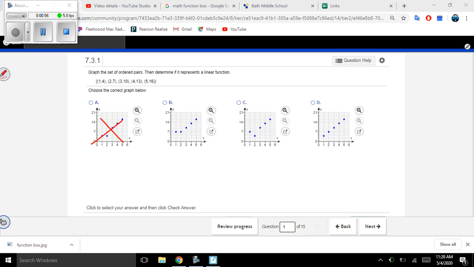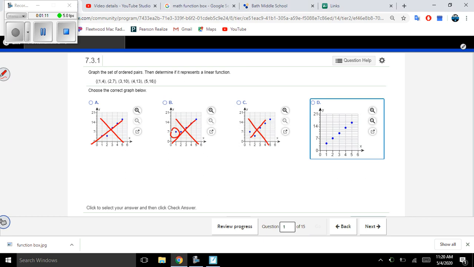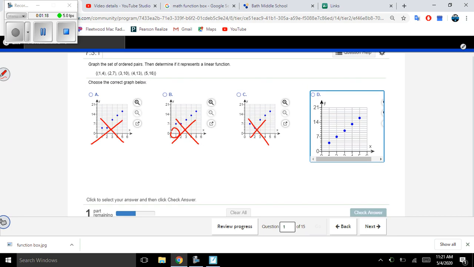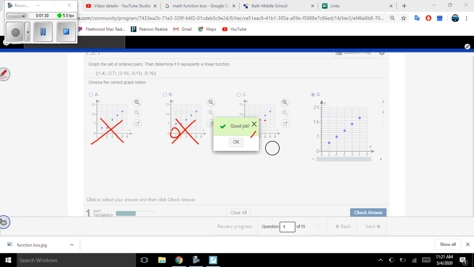1 comma 4, 2 comma 7, you can see this one will be out because I don't have a 1 comma 4. I'm at 1 comma 7 here, so that one's out. Let's take a look at this one in a little bit larger fashion. So you can see here that we're at 1 comma 4, 2 comma 7, 3 comma 10, 4 comma 13, and then 5 comma 16. So D is going to be our correct answer in this particular situation.